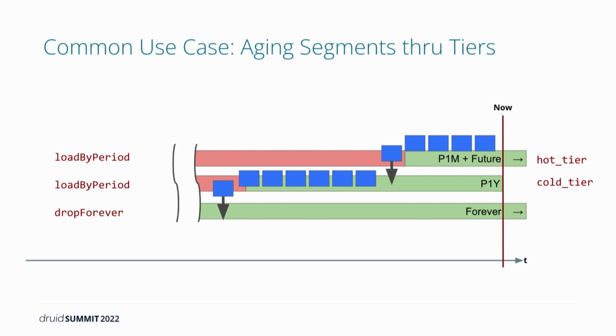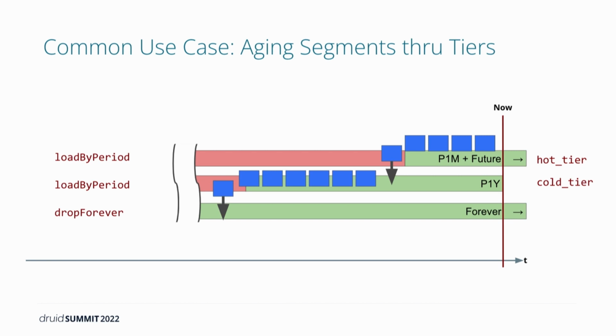So you create a load rule for, let's say, 1 month of the data, including future, to be loaded into the hot tier. And then we have a second rule that covers a whole year to load these segments into the cold tier. Notice that what this means is that the most recent month of data will only exist in the hot tier, and then 11 months of data beyond that will exist in the cold tier.